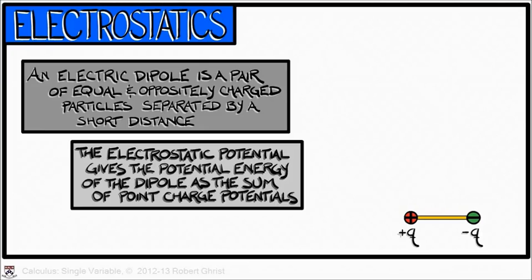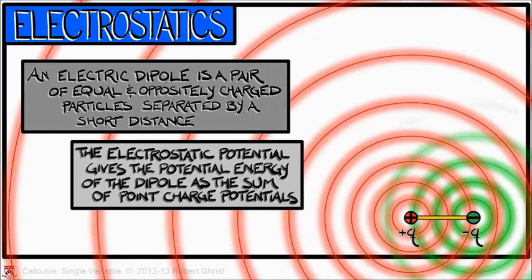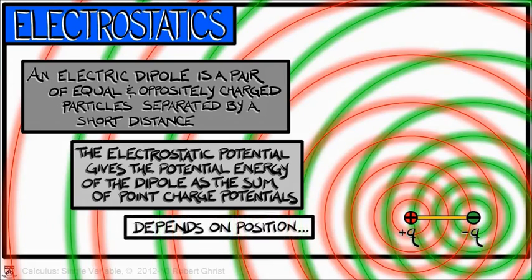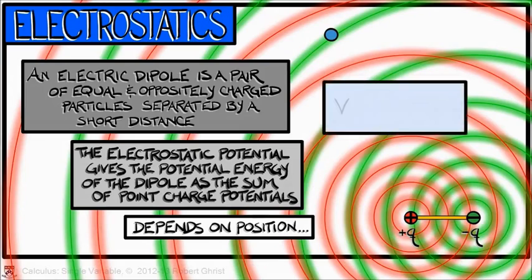And what do I mean by that? Well, each charge has a potential energy associated to it. The pair of them together yields a potential energy that depends on your position. So let's say that you're at some location away from the dipole. You want to know what is the electrostatic potential. It's given by the following formula. V is equal to kq over d plus, minus kq over d minus.